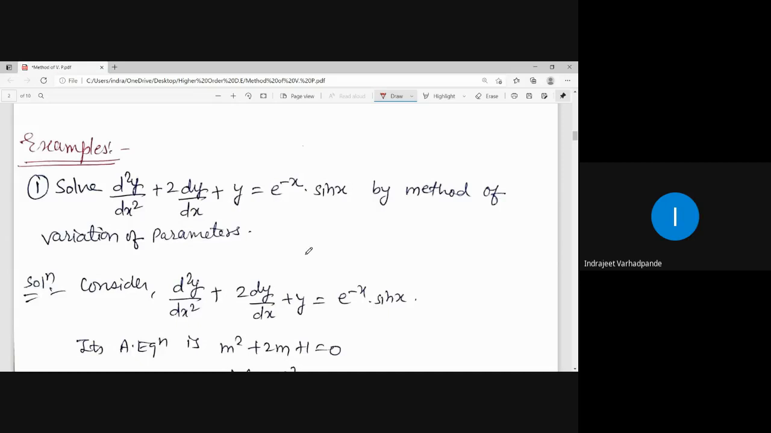Example related to method of variation of parameters. First example: solve d2y by dx square plus 2 dy by dx plus y is equal to e to the power minus x into sin x by method of variation of parameters. In the example itself, they have mentioned that we have to use method of variation of parameters.